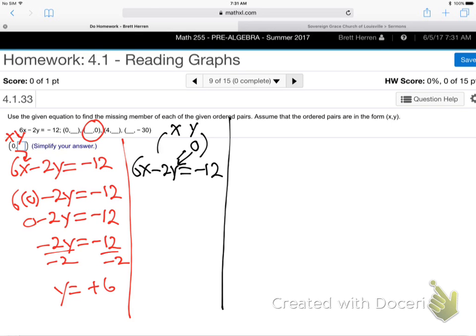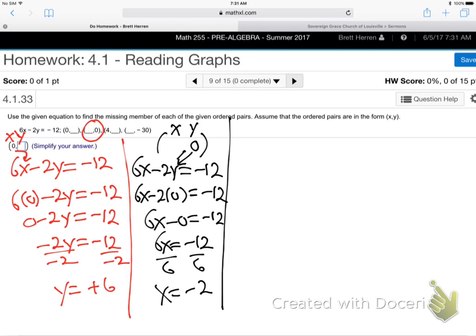Put the 0 in for y, like so. Am I racing ahead of you? Y'all good? Did y'all finish out? And last step is divide by 6. Last step's always divide. So negative 2. Good on that one.